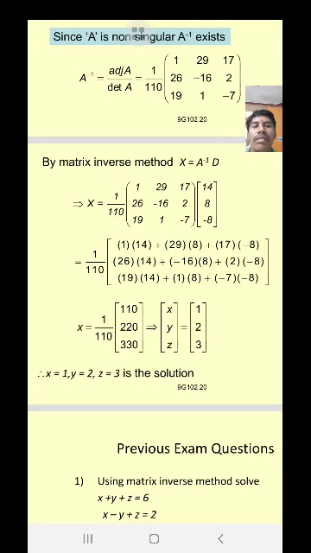So this is A inverse, and D means, in the beginning we wrote B. So B here is written as D. Don't get confused. B and D are the same here. So you can change either B as D or D as B, no problem. So 14, 8, minus 8. Generally the cofactor matrix is indicated as B. That's why here we took D.